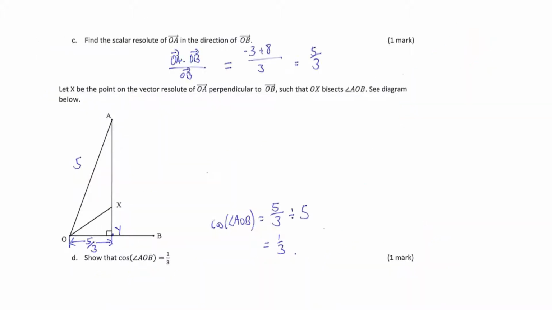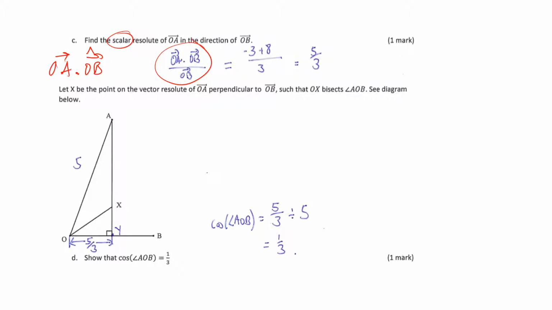These should have been absolute gimme questions, really. Just some extra points, so it was a bit surprising why it wasn't the case. Find the scalar resolute of OA in the direction of OB. The scalar resolute, not the vector resolute. Some of you were calculating that, and that's simply OA dot product with the unit vector in the direction of OB. That's it. It was just a super easy dot product divided by the magnitude of OB, which you'd already calculated, which turns out to be 5 on 3.